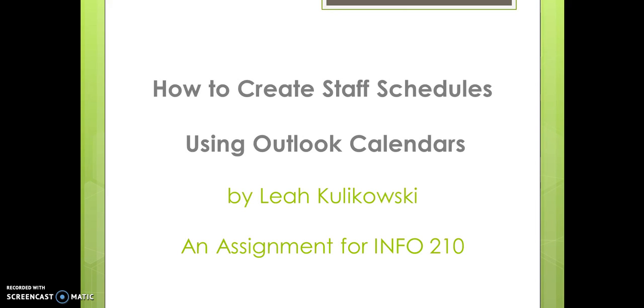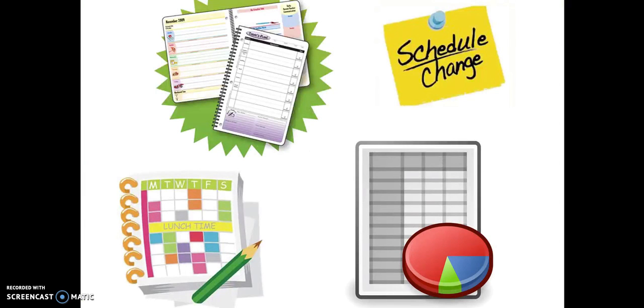Scheduling can be a time-consuming and sometimes frustrating process for managers in libraries. It often involves paperwork, post-it notes, or even spreadsheets. I have found the process of using Outlook has made scheduling more efficient and a little bit more pleasant. So if you are in a library that already uses Outlook for email, and you're looking for a more efficient way to schedule, then this tutorial is for you.